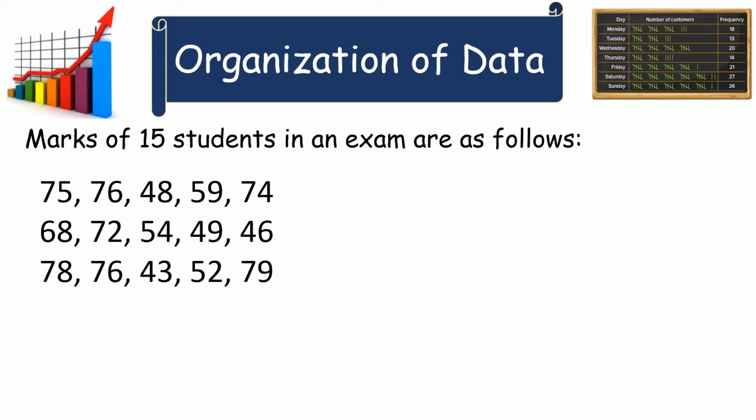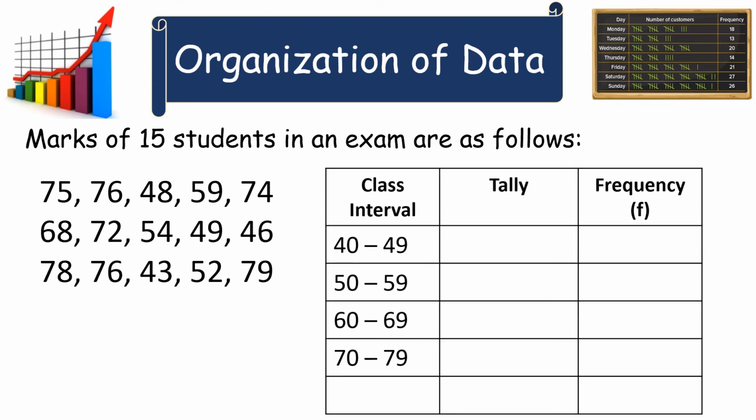So let us have this last example. Marks of 15 students in an exam are as follows. First, we are going to have the table, and this time we have the class interval. Actually, when we have the class interval, it is under grouped data, which you will learn in grade 8 statistics. So from here, using these class intervals, we are going to tally. To tally this one, we shall do it one at a time.